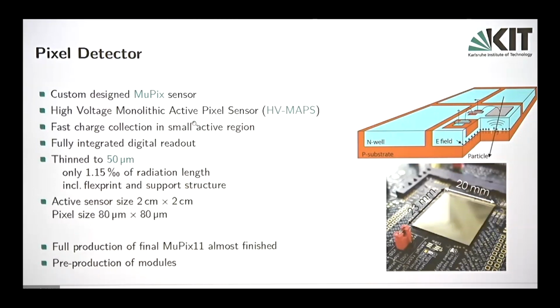It took us quite some generations. So the current one and the final one is MuPix 11. They are currently being produced. Most of them have arrived already. What we do is we thin them down to 50 microns. And this is a bit more than 1 per mil of radiation length, including the flex print in the support structure. So really, really thin.